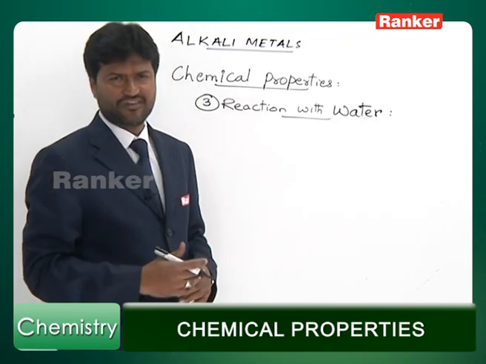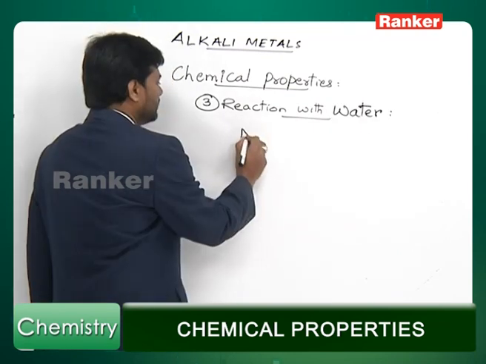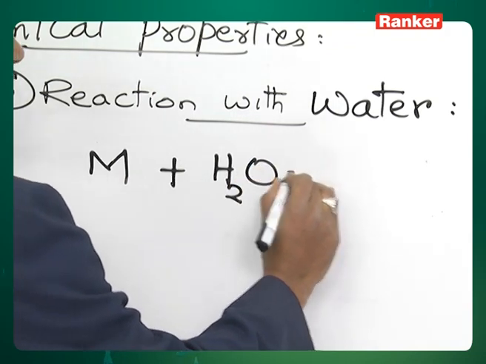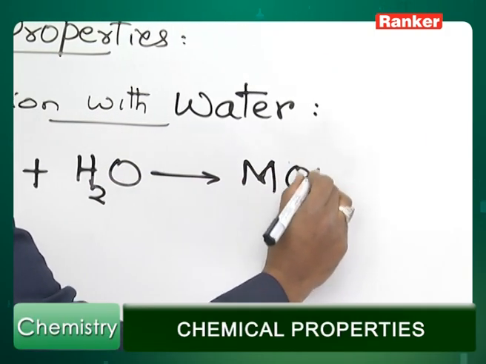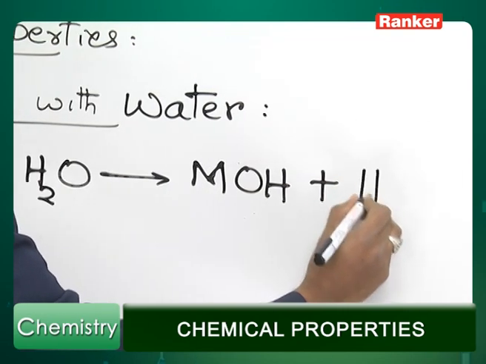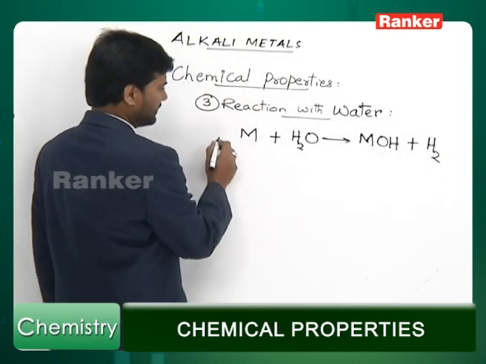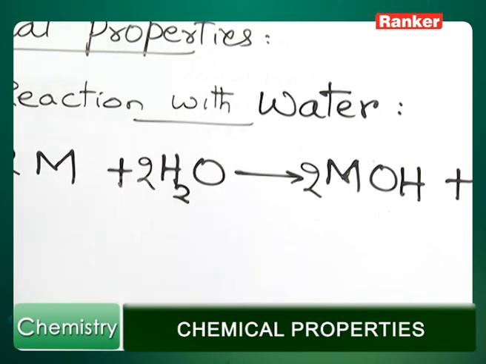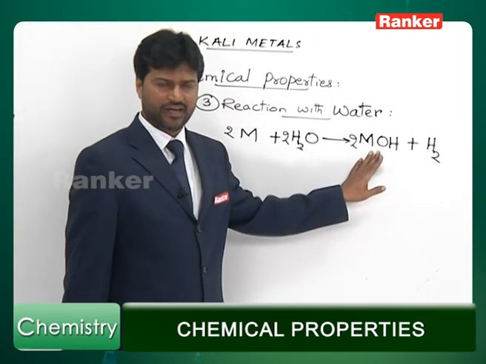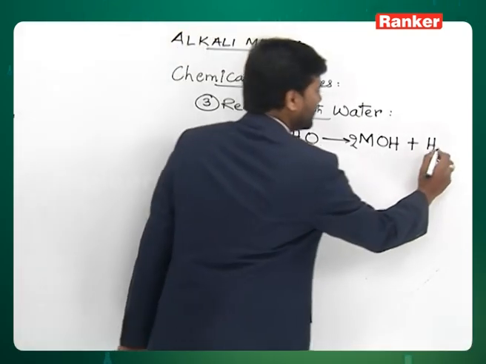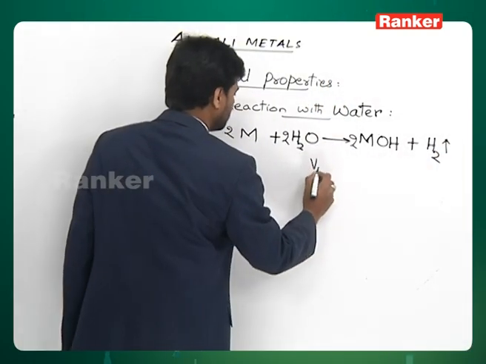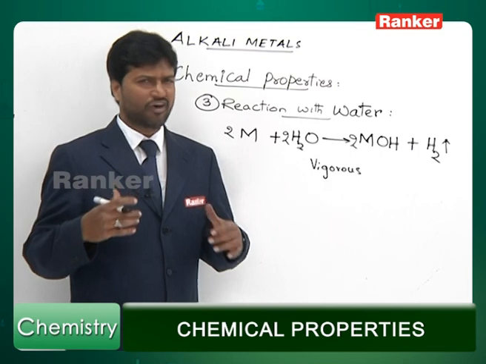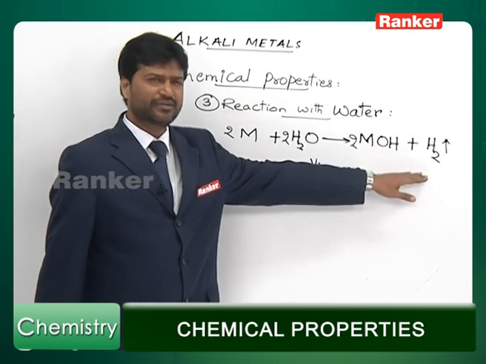Now, let us discuss reaction of alkali metals with water. This is a generalized equation I am writing. Alkali metal reacts with water and you get alkali metal hydroxide, and the gas produced is hydrogen. You can balance the equation like this. So, remember, a metal hydroxide is produced and hydrogen gas is given out. It is a vigorous reaction. Alkali metals react violently with water and the gas produced is hydrogen.